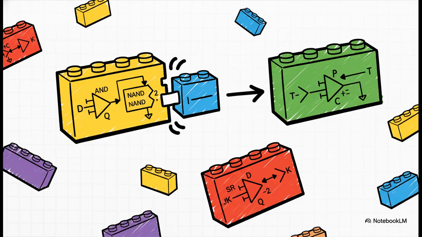So now that we've arrived at this really elegant solution, the master-slave flip-flop, what's amazing to realize is that it's just one piece of a bigger puzzle. All these different flip-flops are so fundamental, they're basically digital Lego bricks. They're all related, and you can actually convert one type into another pretty easily.